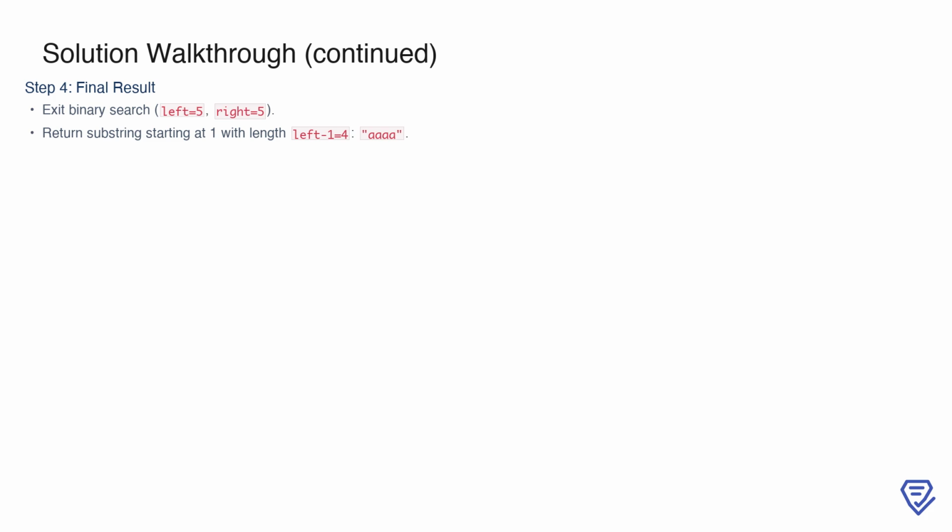The longest duplicate substring is determined by extracting the substring starting at index 1 with a length of left minus 1, which is 4. This gives us the substring AAAA, which is the result for the input AAAAA.